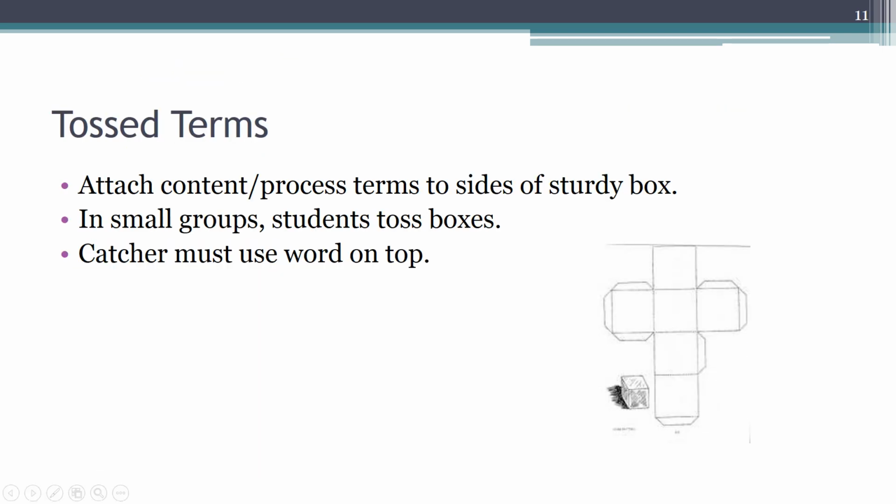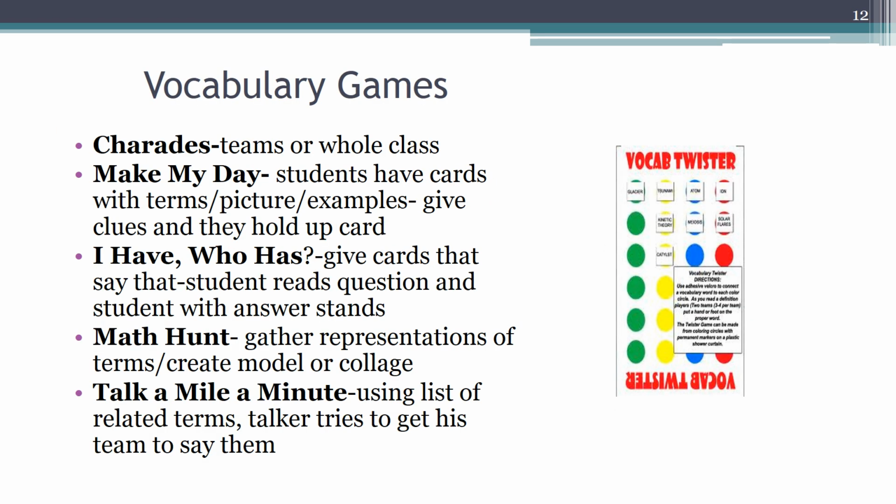Here is an activity called Toss Terms. If you use the net for a cube and you put process terms on the sides of it, or you can use an existing box if you've got one, in small groups students toss the boxes, and whoever catches the box has to use the word on top. So just a little fun way to reinforce some of their understanding.